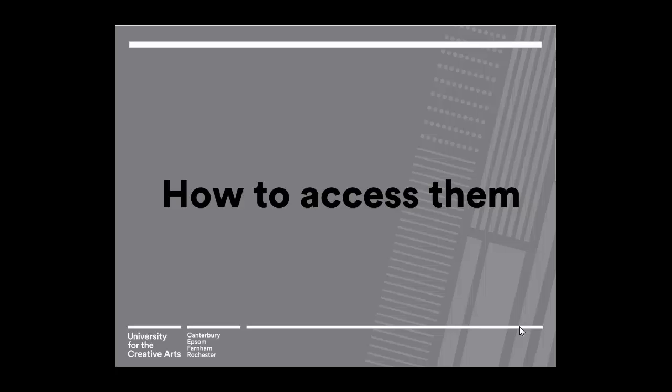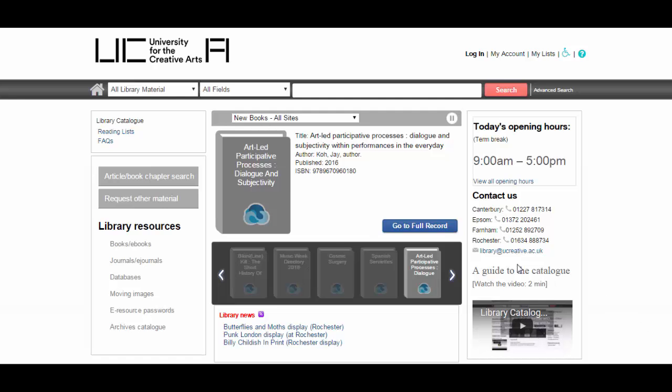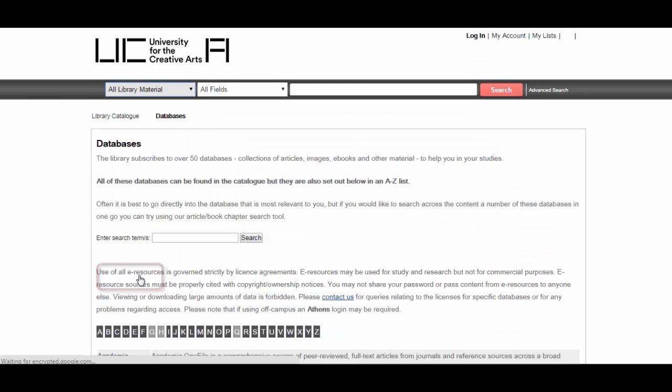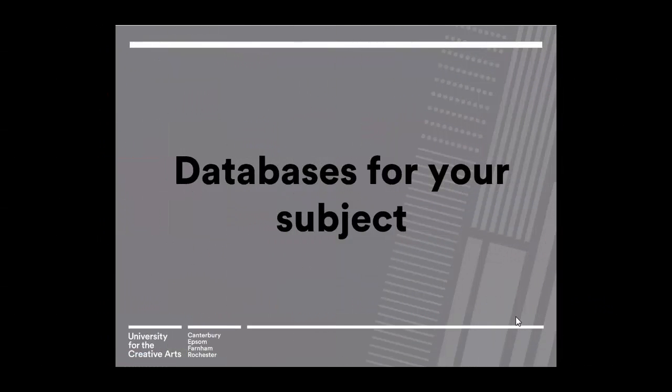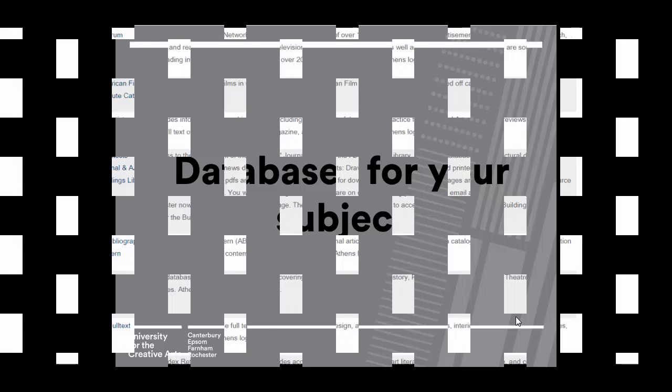So now we're going to look at how to access databases. They can be accessed via the library catalogue. You just need to go to the databases link on the left of the screen. There are also links on the My Library tab on MyUCA and on the UCA Library website. Once you reach this page, you'll find an A to Z list of all of the different databases that we subscribe to. I'm now going to take you through the databases that are useful for architecture and interior architecture and design.